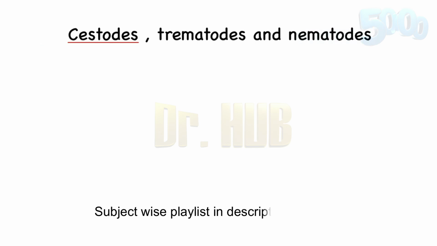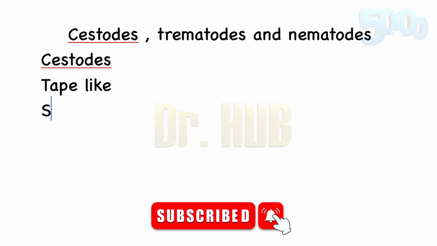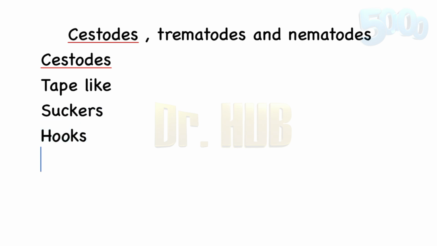Now let's differentiate between the cestodes, the trematodes and the nematodes. To begin with, the cestodes have a tape-like segmented body. At the head end, suckers may be present. Some have attached hooks, so hooks are also present.